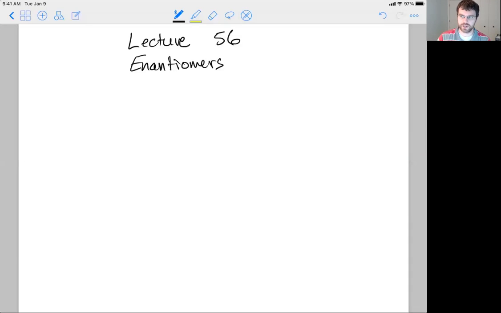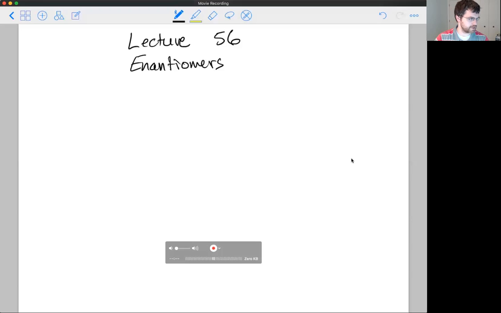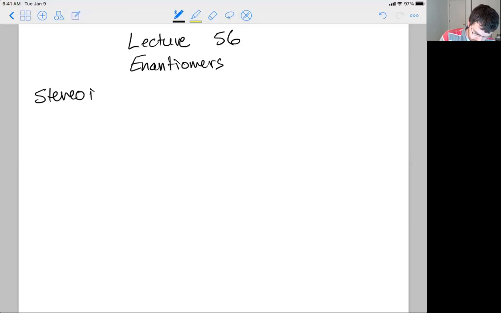In this movie, I want to look at enantiomers in more detail, some of the more specific details about their properties, because this is such an important class of isomers. So again, these are stereoisomers that happen to be mirror images of each other. So let's continue to absorb that definition: stereoisomers that are mirror images of each other.